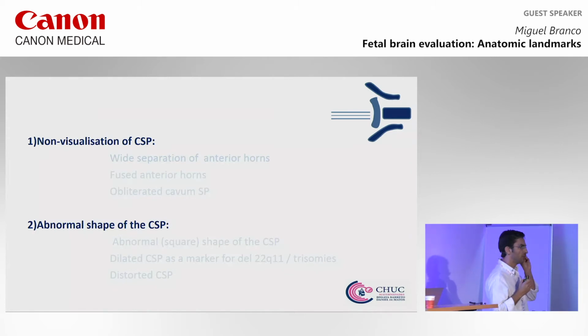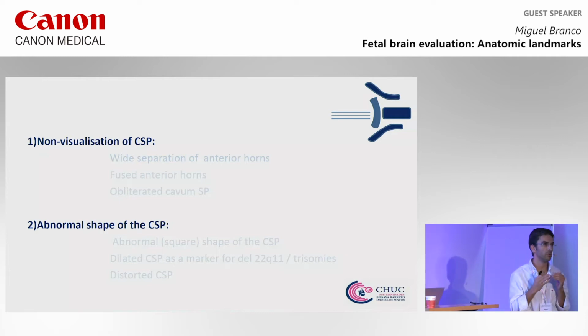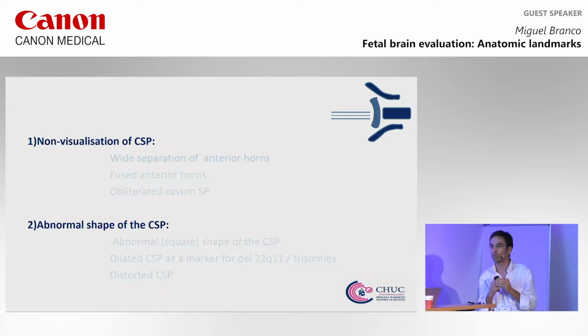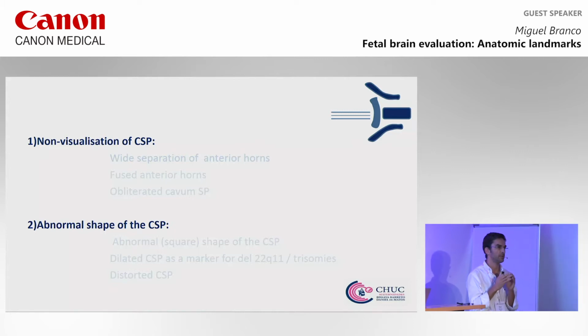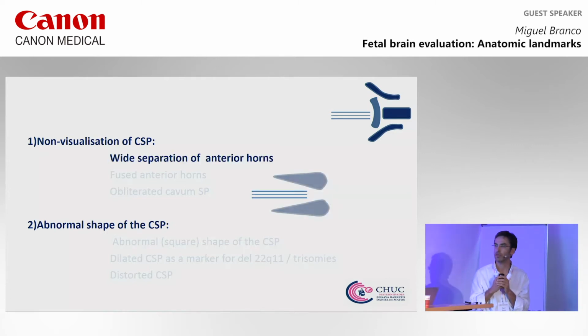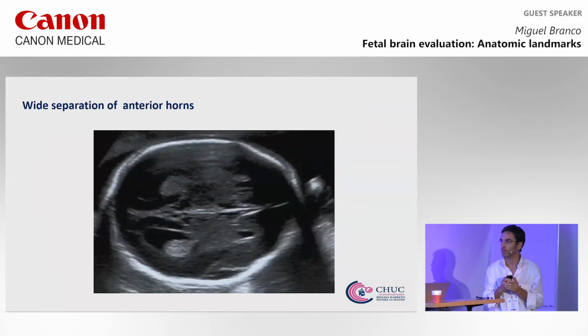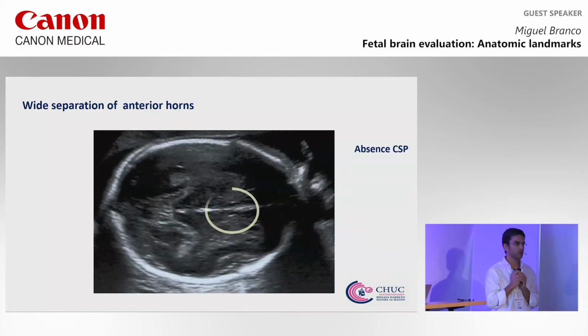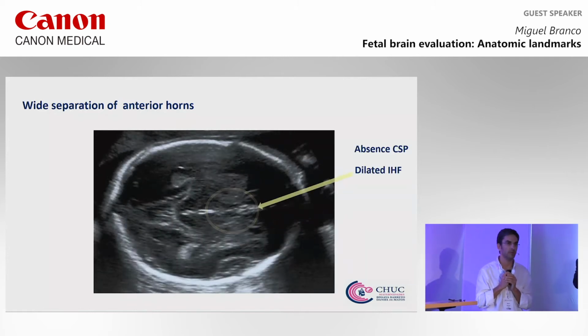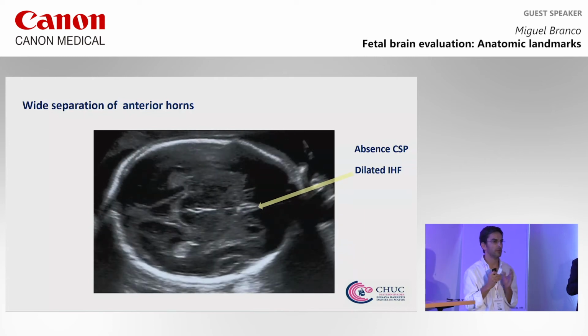I try to divide this situation, alteration of the anterior complex, in 2 big groups. The first one, we are not able to visualize the CSP. And in the second one, the CSP is present, but the morphology is abnormal. For the first one, we start with the absent CSP and wide separation of the anterior horns. In this case, we are not able to identify the CSP, and we have a wide interhemispheric fissure.